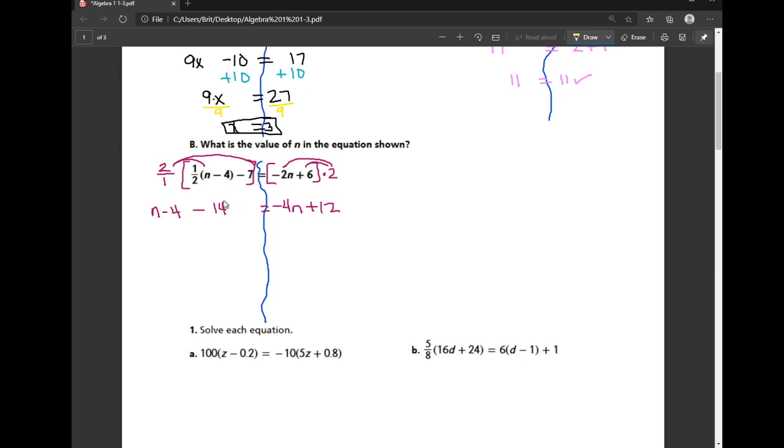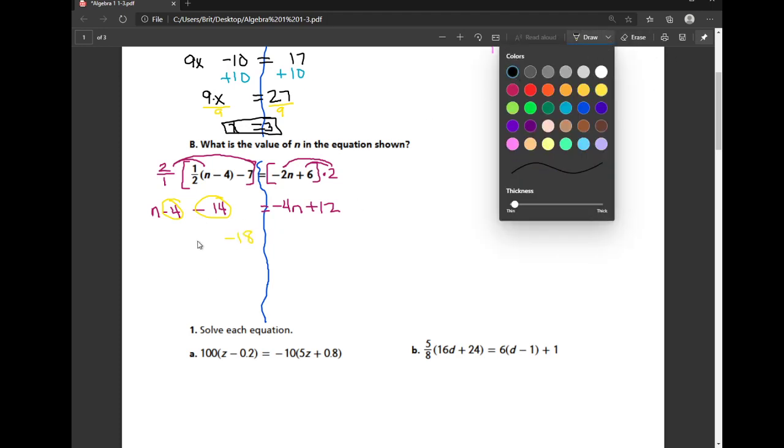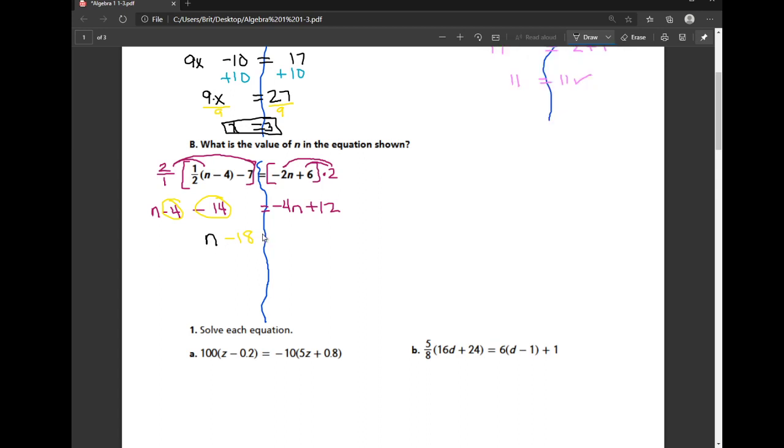So I'm going to go ahead and collect my like terms. On my left-hand side, I have a negative 4 and a negative 14. That's a negative 18. So this problem turns into n minus 18 equals. On my right-hand side, I don't have any like terms, so I'm going to leave it as negative 4n plus 12.